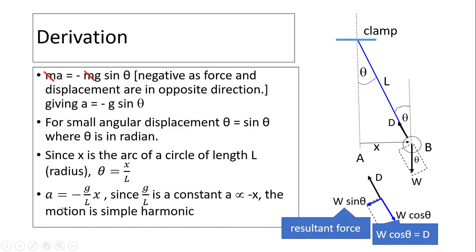Show that the motion is simple harmonic motion. As long as a is proportional to x and is negative, that means a is proportional to the displacement. At the same time, a and x are in opposite directions. That's the purpose of the negative sign. So we have shown that it's simple harmonic motion.